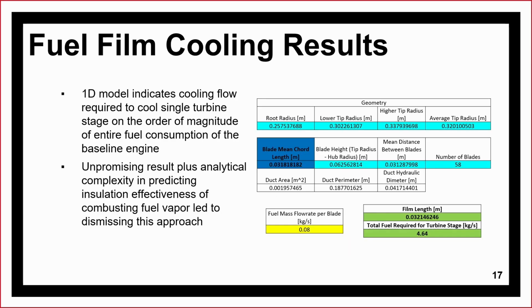So our 1D modeling indicated that the amount of cooling flow that would be required to cool a single turbine stage, not the entire turbine, but a single turbine stage, is on the order of magnitude of the entire fuel consumption of the baseline engine, which is a very unpromising result. We could have assessed the effectiveness of vapor phase cooling, but the unpromising first order result that we have seen so far, plus the analytical complexity in predicting the insulation effectiveness of combusting fuel vapor, led us to ultimately dismissing this approach.